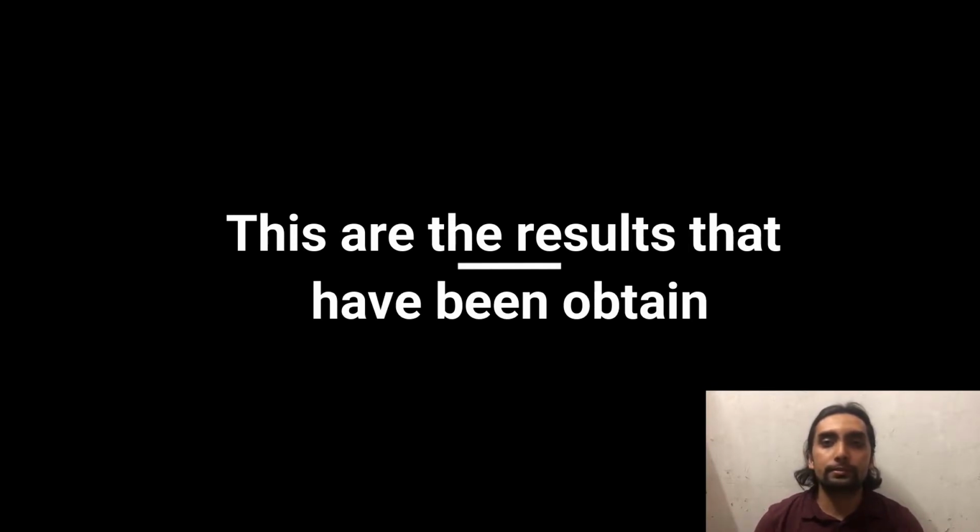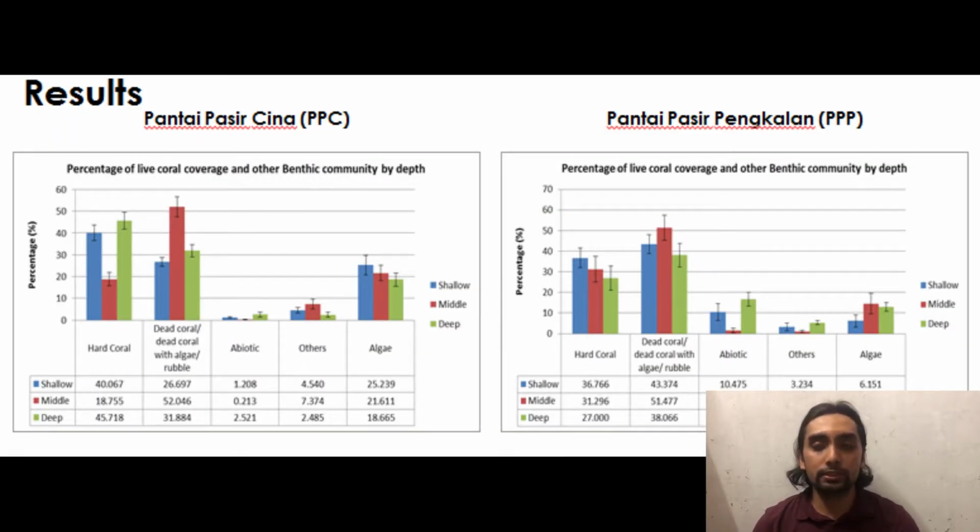This is the result that has been obtained. The first graph is for Pantai Pasir Cina and the second graph is for Pantai Pasir Pegalan. This graph shows the abundance by depth at both sites of the study area.